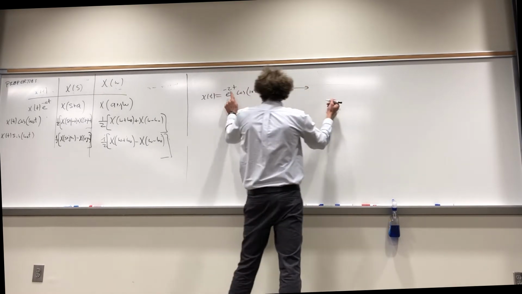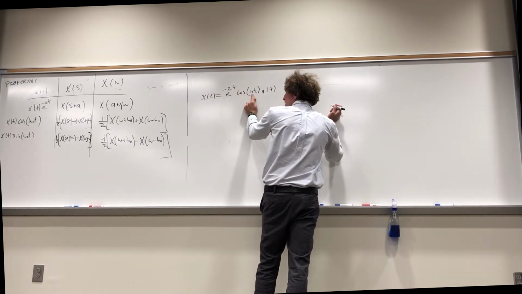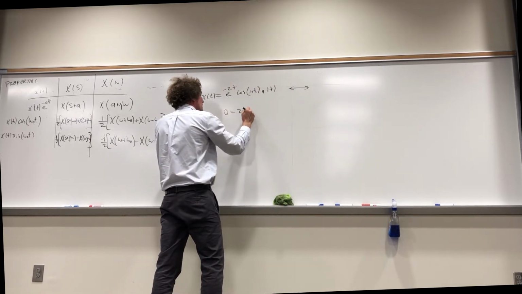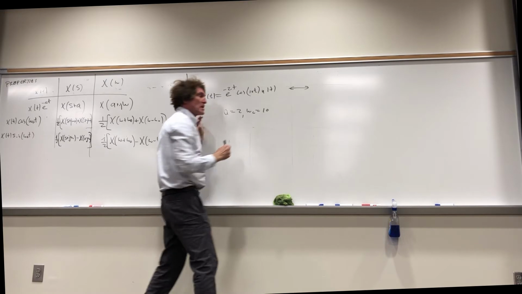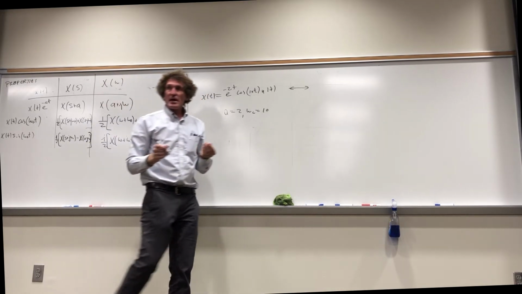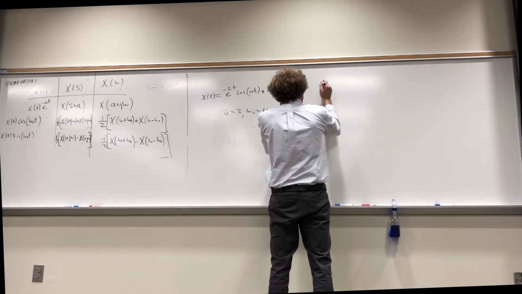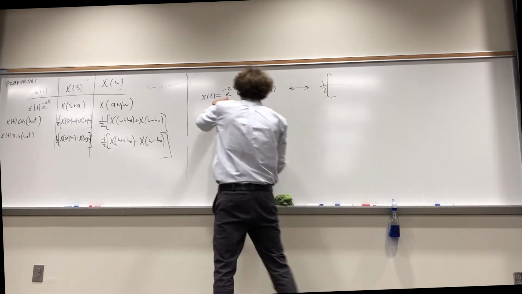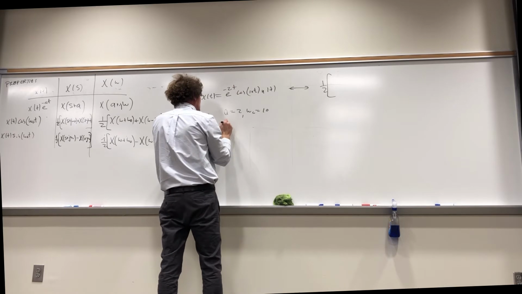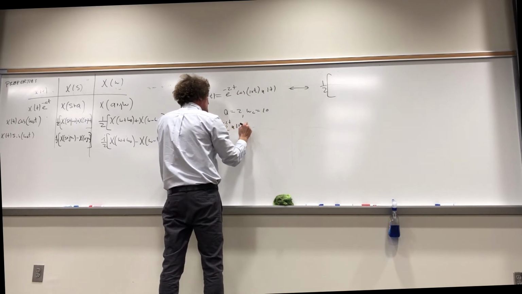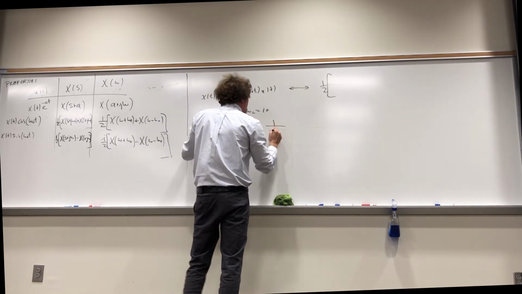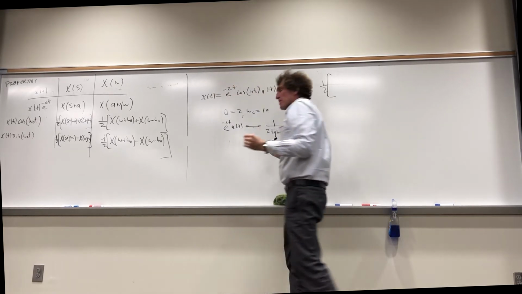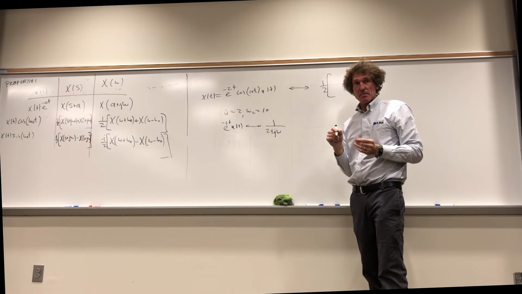You agree that a is 2, right? Omega naught is 10. Maybe if I put it down, a here would be 2, omega naught here would be 10. Agree, class? Now just write it out. e to the minus 2t u of t is simply going to go to 1/(2 plus j omega). Correct, class? Everybody see that? Isn't that right?